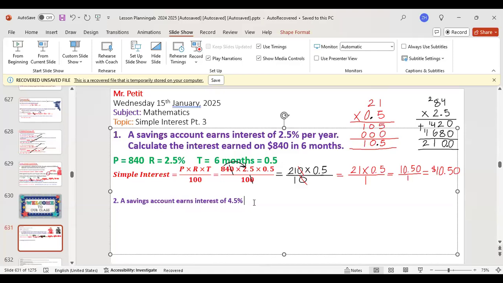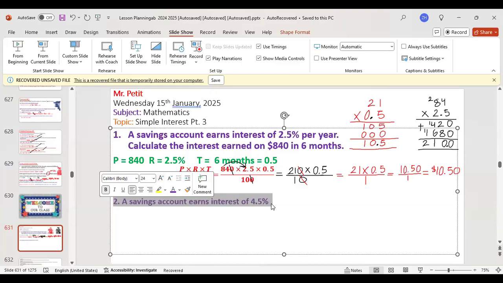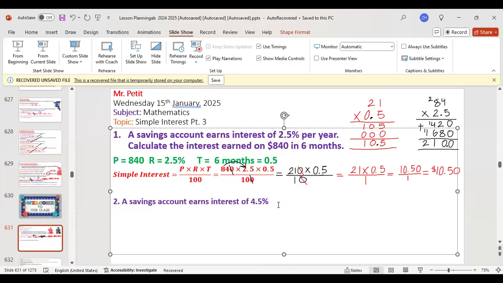So a savings account earns interest of 4.5%. Let's do this next one. So the key is knowing how to provide the working. So a savings account earns interest of 4.5% per year.